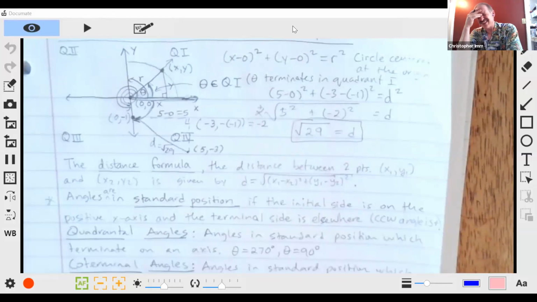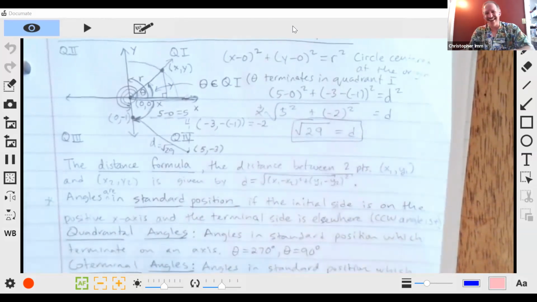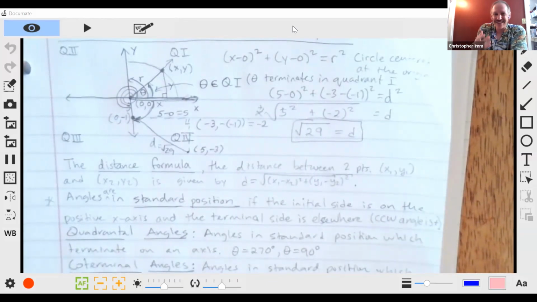360, 540, 630, 720, 630. Okay. So you can create a whole bunch of coterminal angles, but they're going to be important because when we discuss the trig functions, which will be soon, we'll get pretty much the same answers when we compute those. All right, any other questions before we get into some examples?